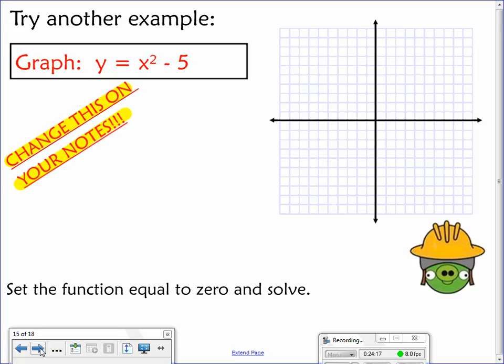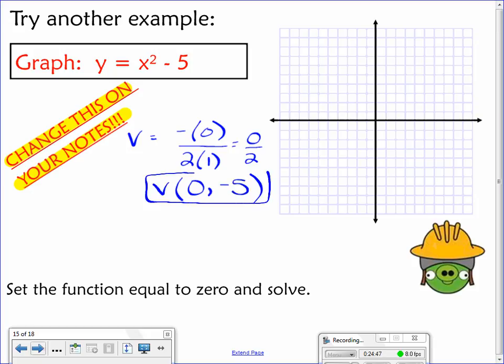The directions say to graph. So if we find our vertex, so negative b, what's my b value? 0 over 2 times a. We get 0 over 2, which equals 0. All right, so how do I find the other part of my vertex? Plug it in, which should be negative 5. So there's my vertex, right? So let's plot 0, negative 5. So my axis of symmetry is going to be right on that y-axis.